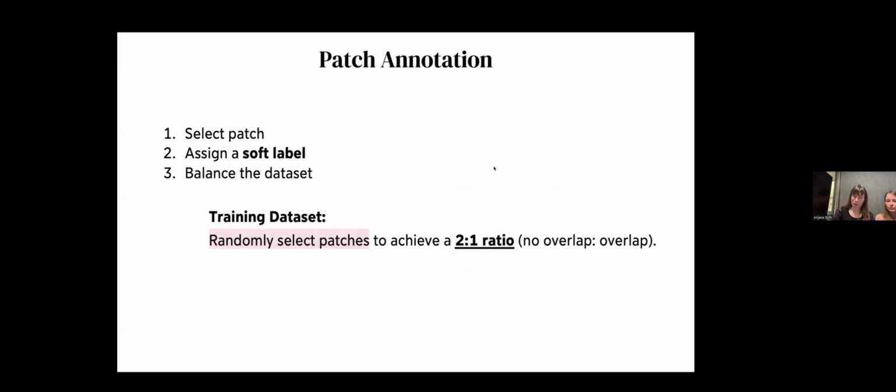Because there were a lot more patches that do not contain any information about a lesion specifically, we had to select patches smartly. What we did, we randomly selected patches for a 2-to-1 ratio. This means for every patch that has an overlap with the lesion, there are 2 patches where this is not the case. So, 2-to-1 ratio.